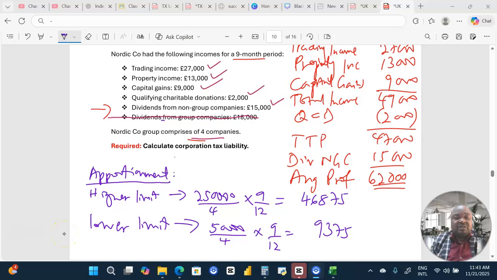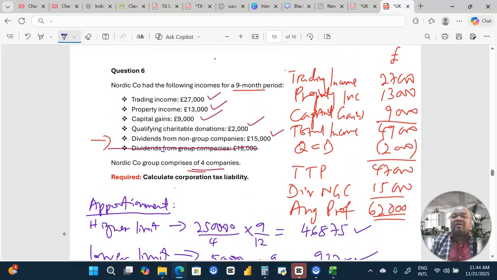Okay, so we do the same. The higher limit: we're saying 250,000 divided by 4 multiplied by 9 over 12, and we get that amount as the upper limit or the higher limit. And then the lower limit, that's 50,000 over 4 multiplied by 9 over 12, and that gives us 9,375,000 pounds. Now we just do the same thing.